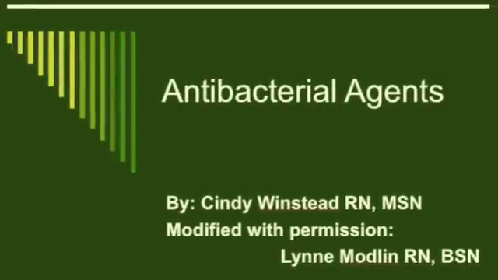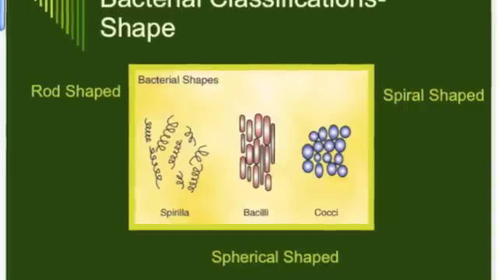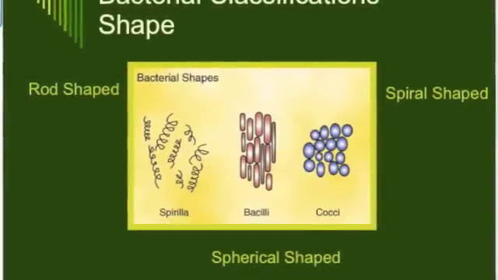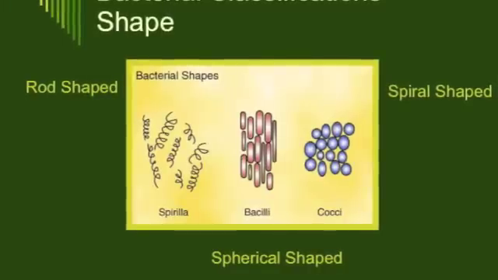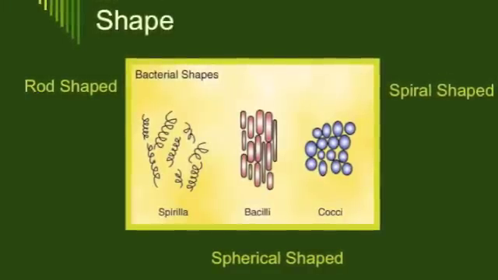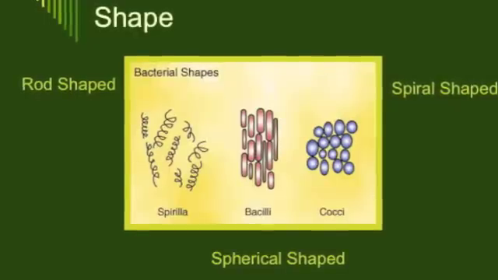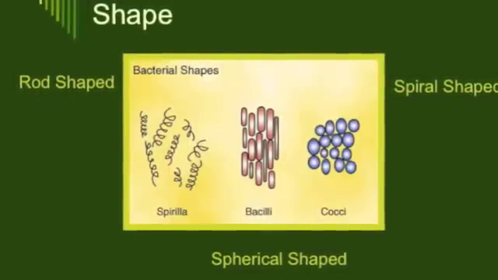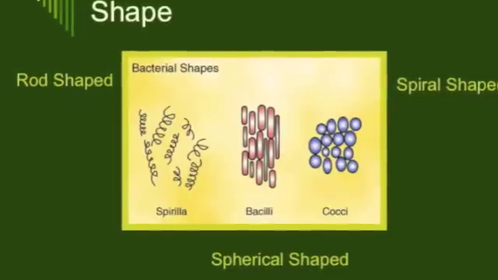Good morning. Today we're going to talk about antibacterial agents. In order to talk about bacteria, we must understand the classifications. Bacteria come in rod shape, which are called bacillus, or spherical shape, which are called cocci. Staphylococci is a cluster, streptococci are chains, and then they also come in spiral shape. Spiral shaped is mainly our syphilis type bacteria.